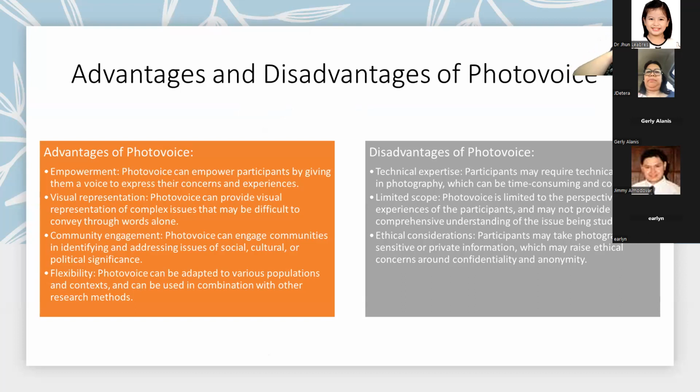It can empower participants by giving them a voice to express their concerns and experiences, because it's something that you can't really talk about because of the sensitive nature of things, but the photos speak largely. In a seminar I attended of Photo Voice, it was on food poverty.